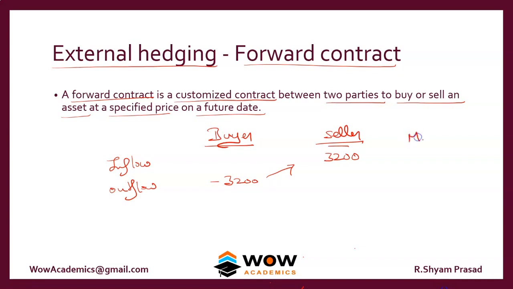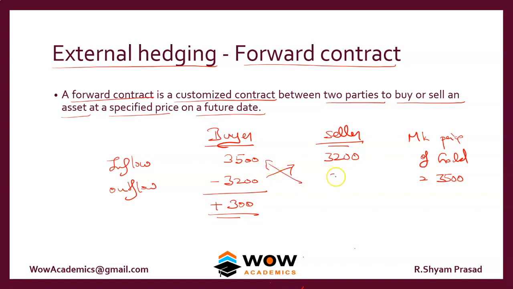If the market price of gold is 3500, as per what the buyer thought, then how would the profit and loss be? So the buyer gets 3500 worth of goods. For that good he has paid only 3200, so he gets a profit. But the seller has to give this 3500 worth of gold, so he essentially makes a 300 loss. So the profit or loss depends upon the market price.